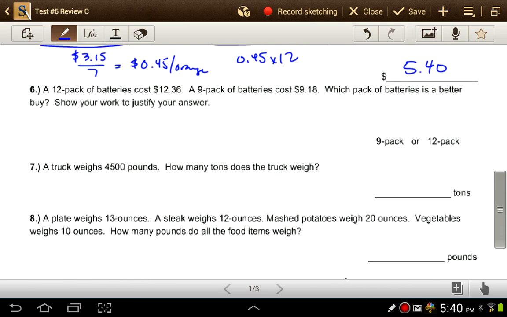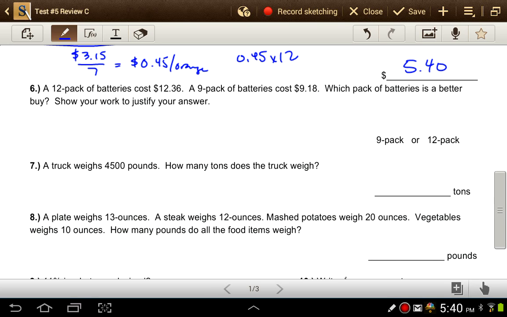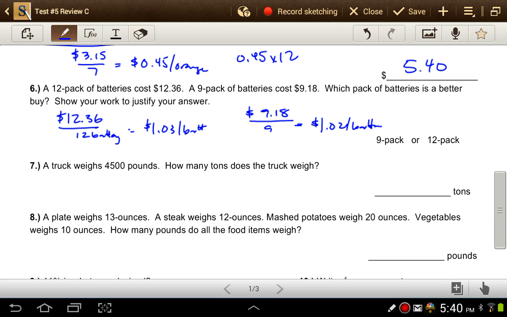Alright, let's get 6, 7, and 8 here. Number 6 is a better buy, so I need to find the unit rate of each. So the first thing I'm going to do is take the unit rate. So I divide the money by the number of batteries. And when I do that for this one, I get $1.03 per battery. And when I do this one, 9.18, the money divided by 9 batteries, I'm going to get $1.02 per battery. Okay. Now that I know, I'm going to find the cheaper one, $1.03, $1.02. The 9-pack is the cheaper one, so I'm going to circle the 9-pack. That is the better buy.